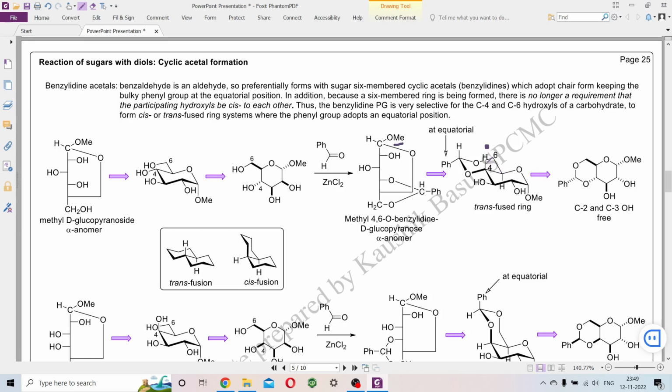One hydrogen is above the plane, that is the beta, and one hydrogen is below the plane, that is the alpha. But there is no problem because 6-membered rings can fuse in trans fashion, and the Mills projection formula demonstrates that you can draw the molecule in this way. So if you take the methyl glucopyranoside, you can selectively block the C6OH and the C4OH, whereas C2, C3OH, they remain unreacted.